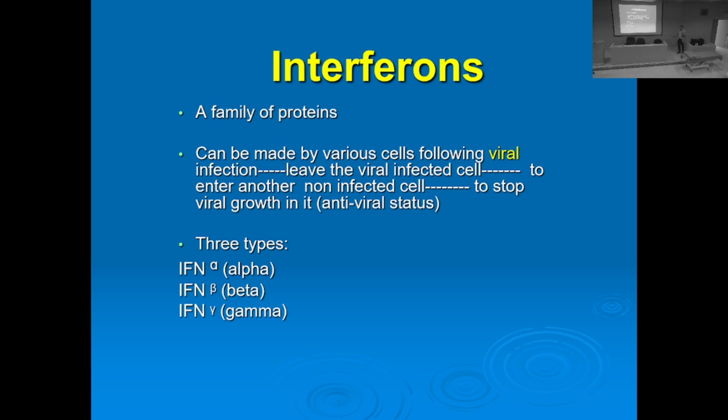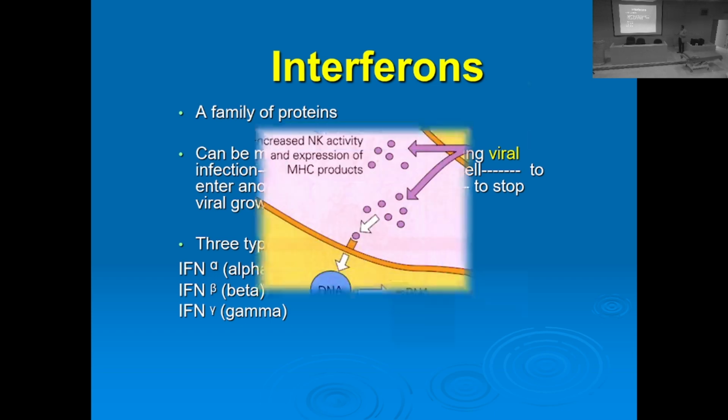So there are different types of interferons. I'm concentrating on type 1, which are interferon alpha, beta, and gamma. Gamma is an immune interferon, but alpha and beta play a role against viruses. So when a cell is infected by a virus, it will produce interferon alpha and beta, and these interferons will protect the other cells that are around against the viral infections. We can see it rapidly here.